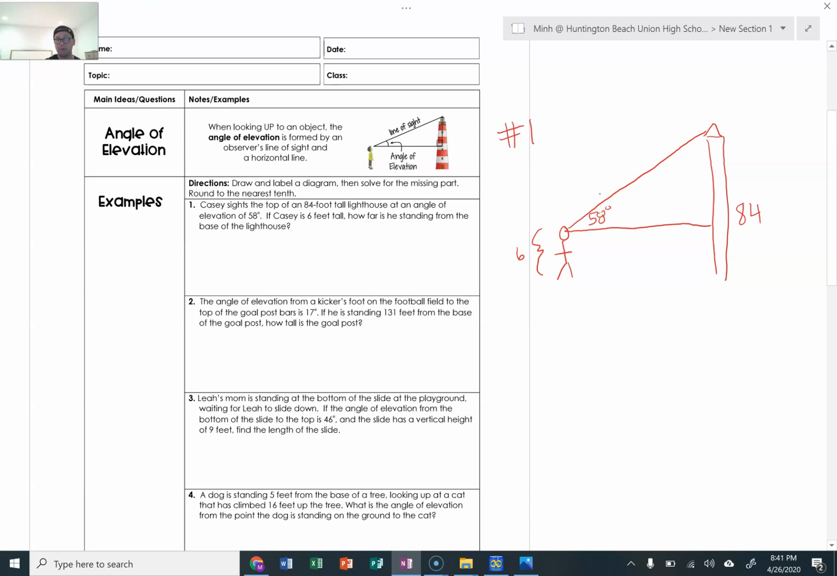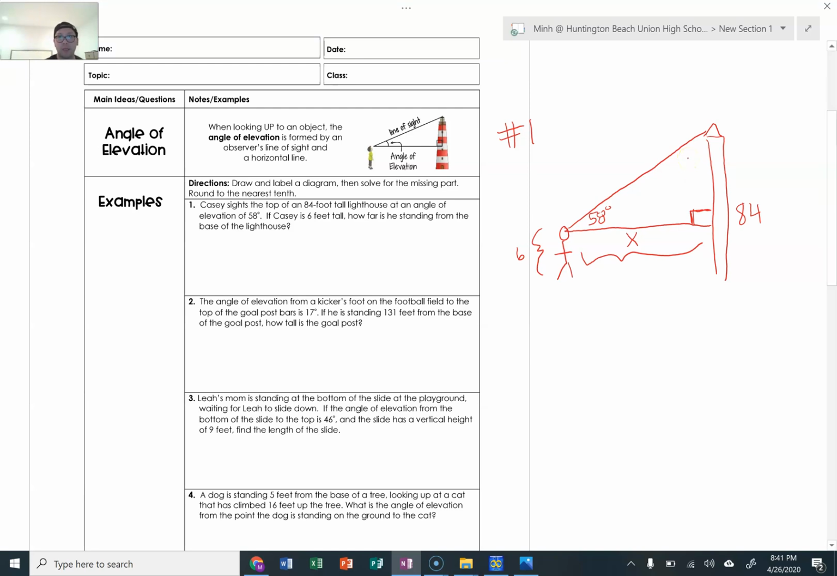And then they're wondering, well, how far is he from the actual lighthouse itself? So since we don't know the distance, which is from here to here, we're going to go ahead and call that x. Now, we've been dealing with right triangles, so we got to make sure we identify where the right triangle is. The right triangle is going to be right over here. Notice that from the side of the lighthouse to the horizontal line of sight, that forms a right angle. So right now we have a right triangle on the very top.